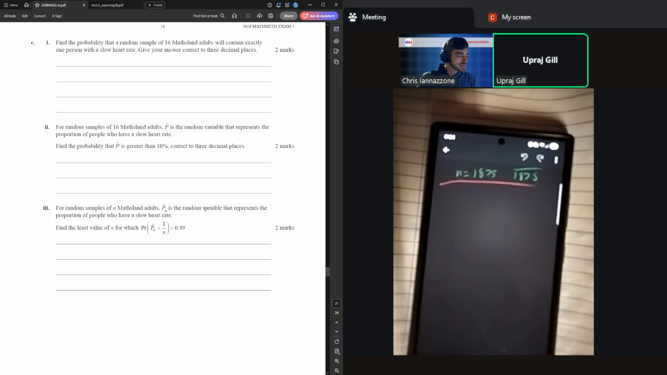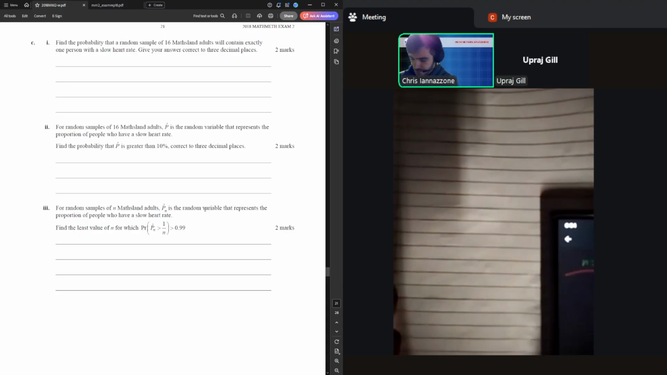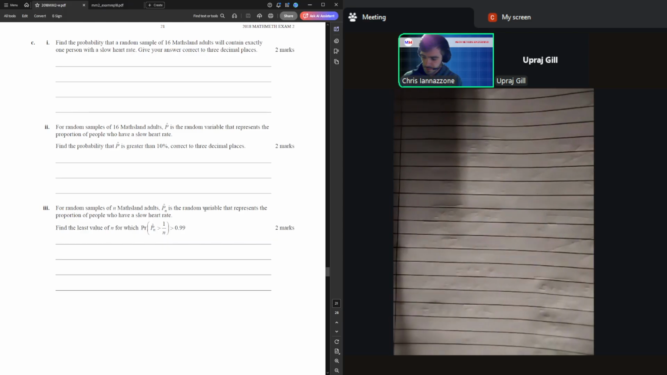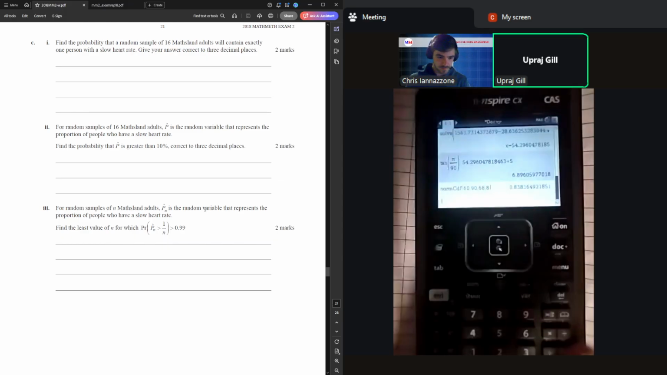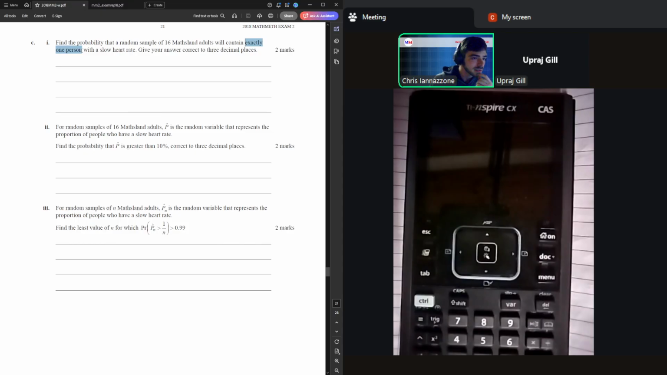Oh wait, hold up. Let me just open up the exam on my end real quick. Would it just be the probability of someone having a slow heart rate to the power of 16? Oh no, but we're trying to find one. Yeah, and not just one, but exactly one.